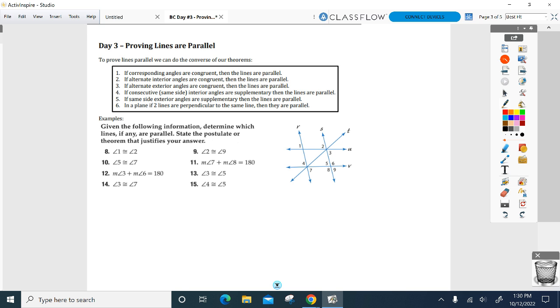Before we get to a proof, though, I need you to be able to tell me, if I tell you these angles are congruent, what lines will be parallel. So look at example number 8 first. All right, example number 8. I am telling you angle 1 is congruent to angle 2.